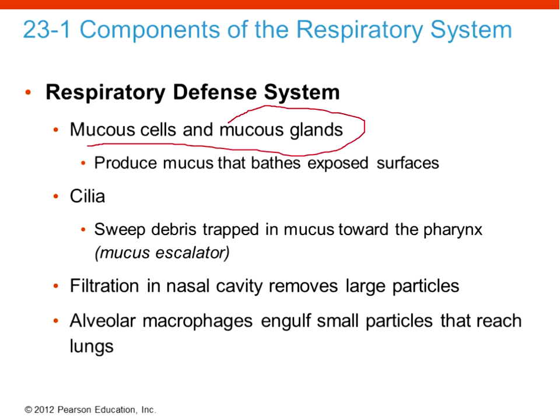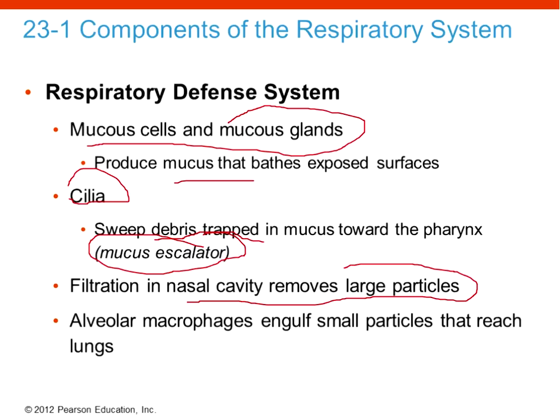And so first thing, as we saw, were the mucus cells and the mucus glands, right? They're producing this mucus that sort of covers these exposed surfaces, forming that mucous membrane. So you have a fluid sort of bathing those surfaces. And it makes it easier to trap things that may move their way through the system and harder for things to pass through. And so we also talked about the cilia and how they have the ability to sweep debris that may get trapped in the mucus. And I talked about that mucus escalator as the cilia can actually move through that process.